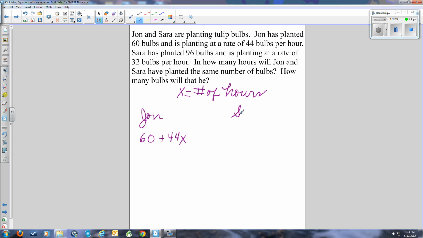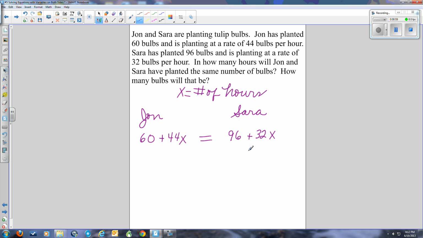Sarah, on the other hand, I'm sorry, she's already planted 96 bulbs. And now she's planting at a rate of 32 bulbs per hour. So if you add to that 32 times the number of hours she's planted, that'll tell you how many bulbs Sarah has planted. And we want to know in how many hours will they have planted the same number of bulbs. So if we set those two expressions equal to each other, we have an equation to solve now. So let's go ahead and do that.